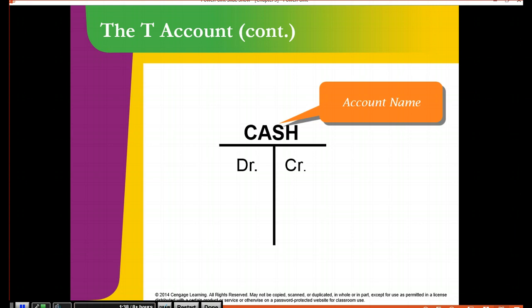The third piece of the T account is the account that it's representing, the account name. In this case, we talked about assets and liabilities. One of the assets we talked about in chapter 2 was cash. Well, cash has a debit side and a credit side like every other account.